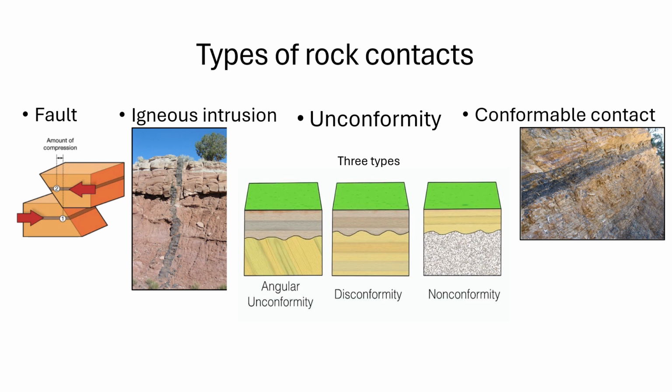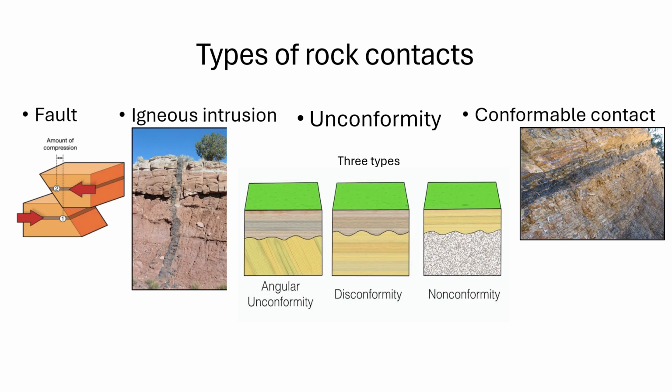Finally, there are unconformities. These represent gaps in time. Something happened. The angular unconformities are probably the easiest to recognize because the rock layers underneath the unconformity are all tilted a different direction from the rock layers directly above them.